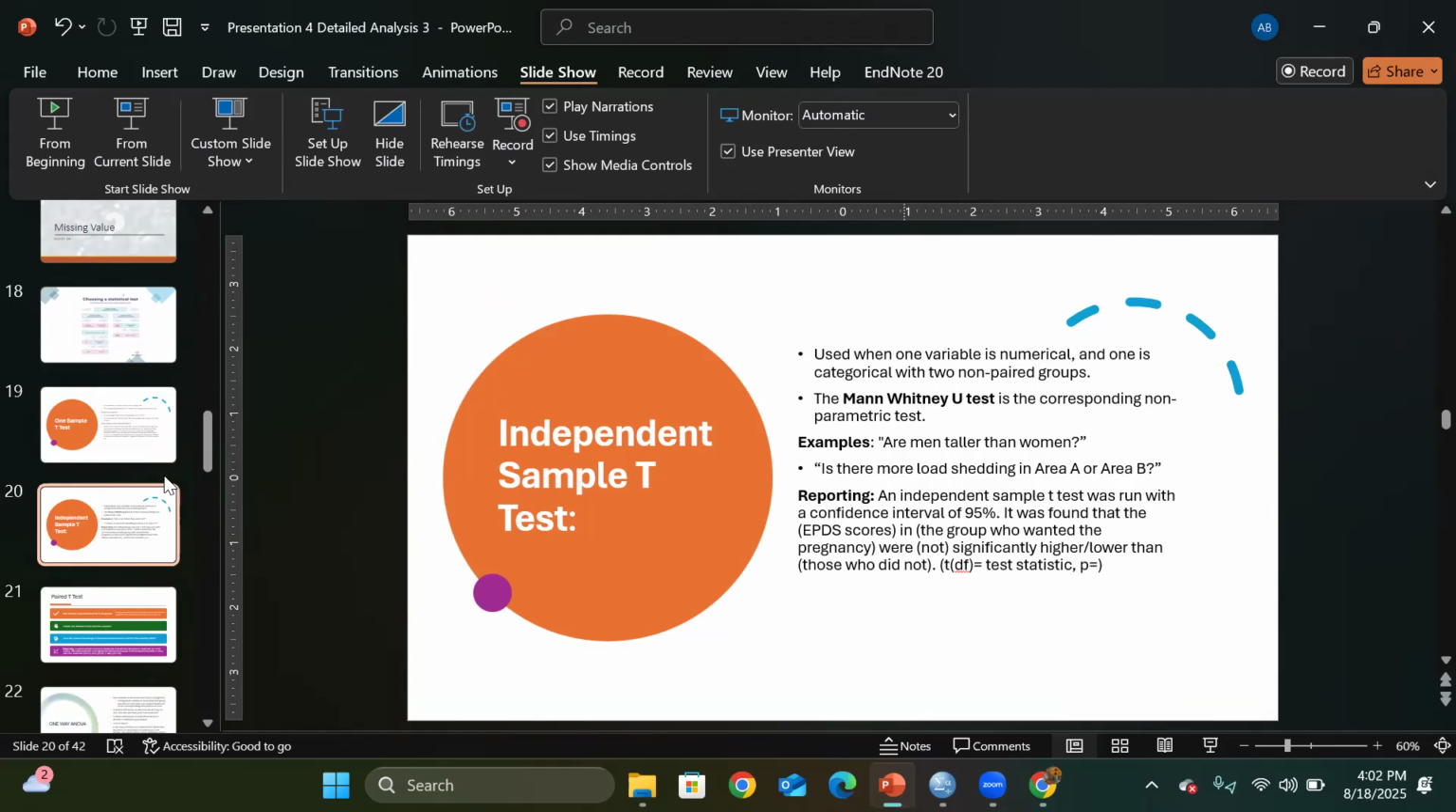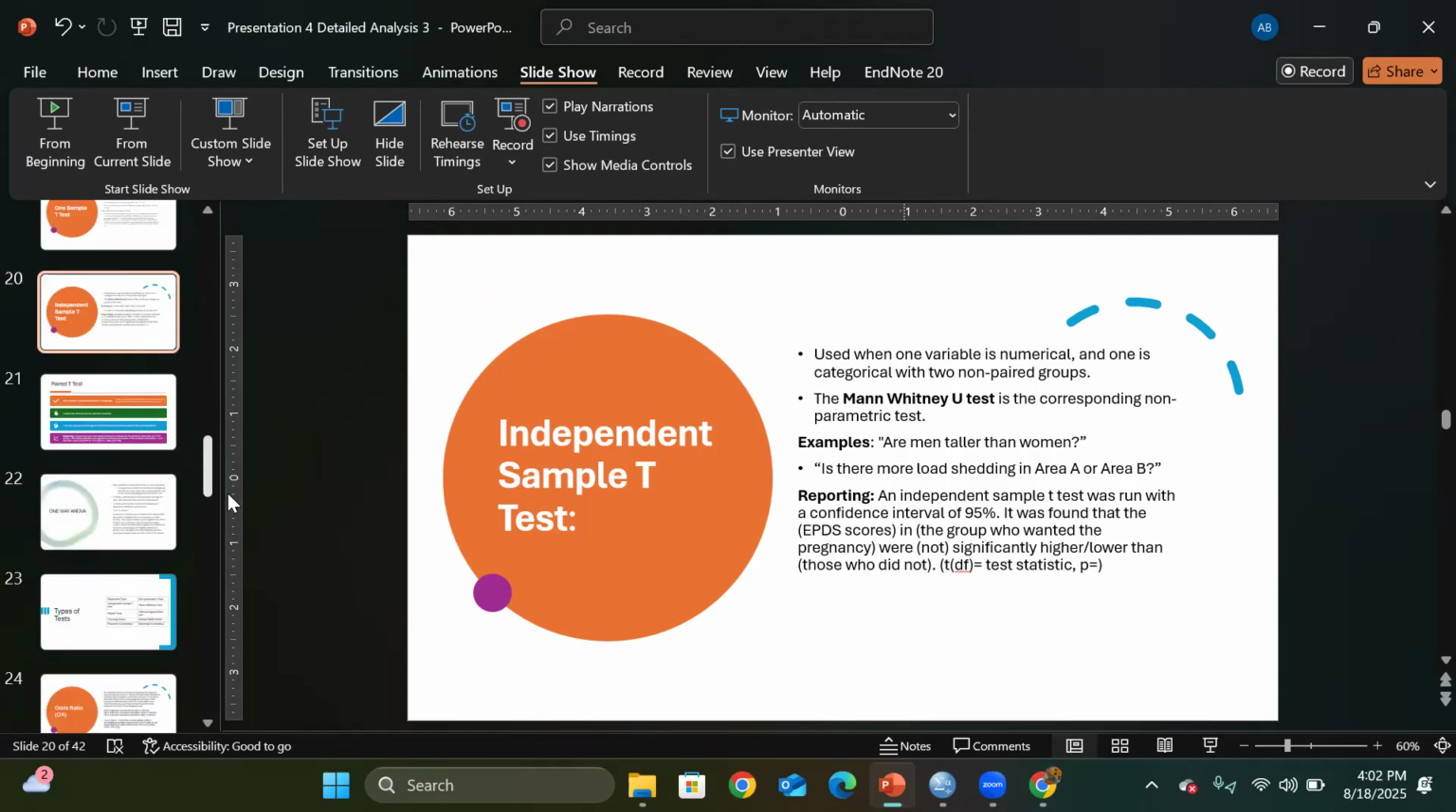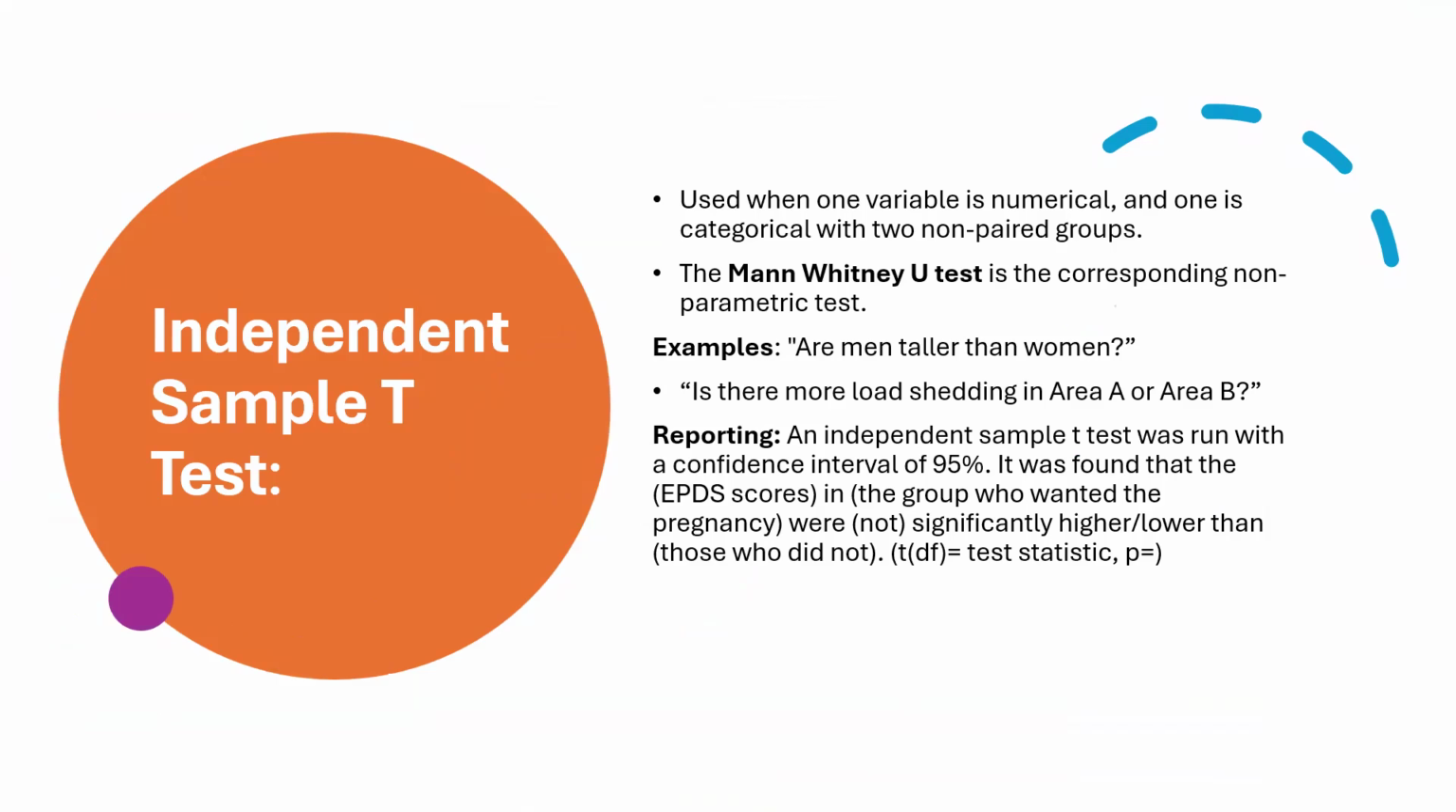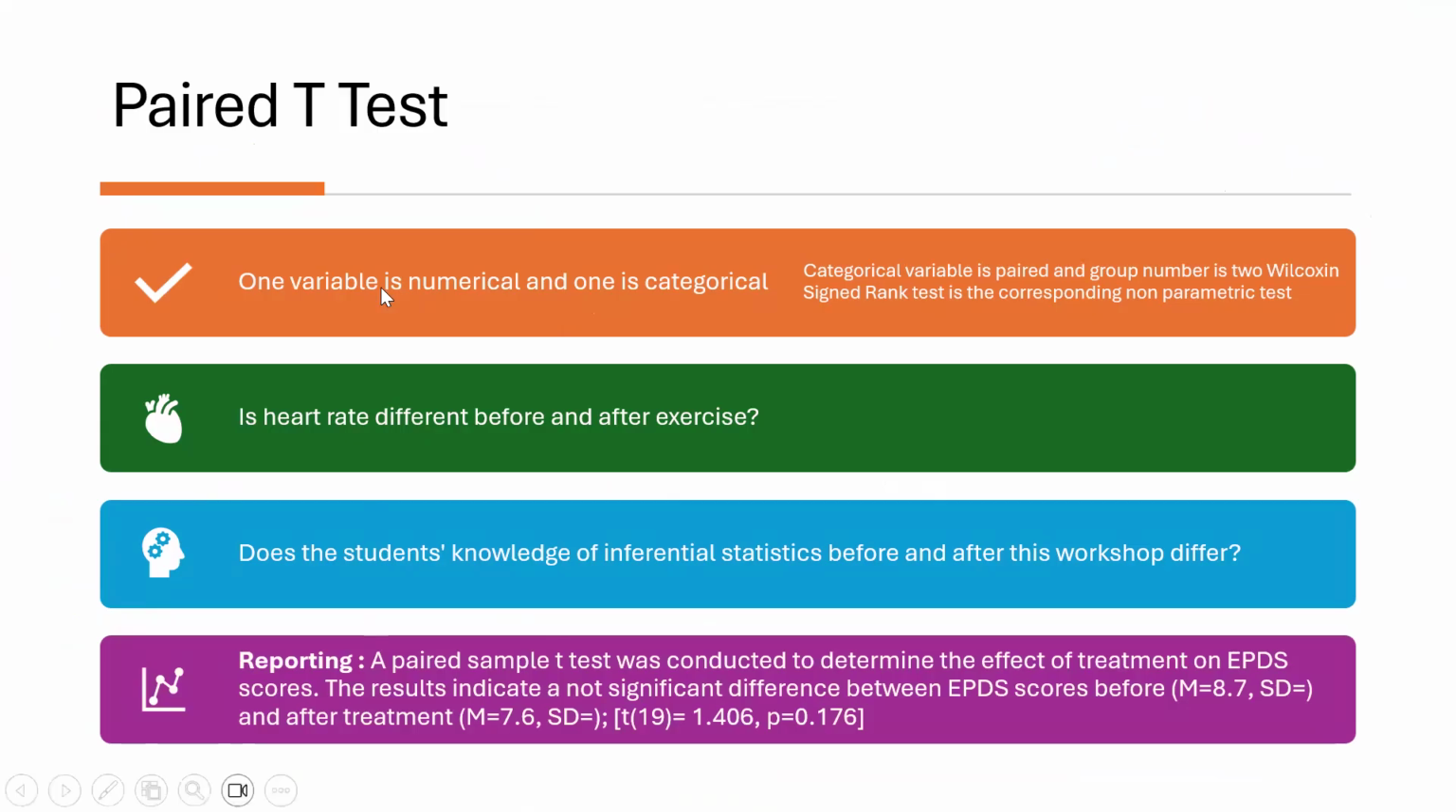So we ran the one sample t-test and then the independent sample t-test. Let's go for the next one. This is a paired t-test. What is a paired t-test? One variable is numerical and one is categorical. The categorical variable is paired, that is, before and after, and the number of groups is 2. What is the corresponding non-parametric test? That is the Wilcoxon signed rank test. That's the non-parametric test of this paired t-test.